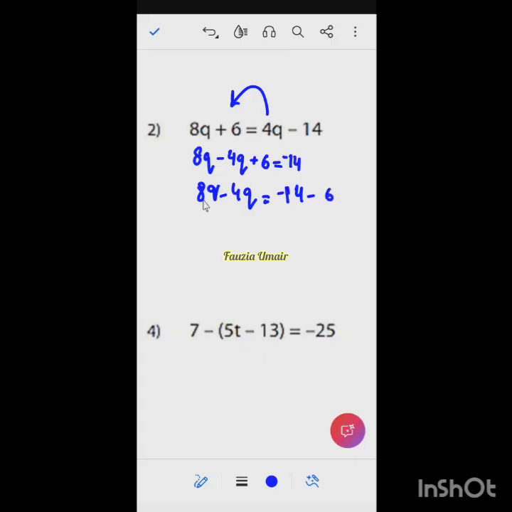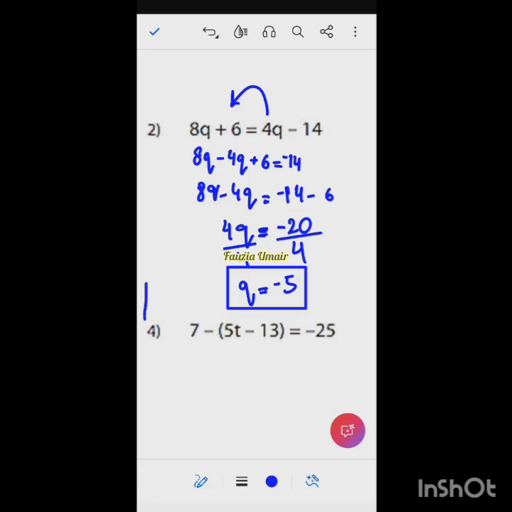So now what is this? 8 minus 4, 4q. And minus 14 minus 6. They are like terms. Minus and minus, they're like friends. Minus 14 minus 6. So how many minus numbers? Minus 20. Okay. So now what is the last step? Divide both sides with the coefficient. So what will be q? Q is 5. Minus 5, right? Because there is a negative sign.